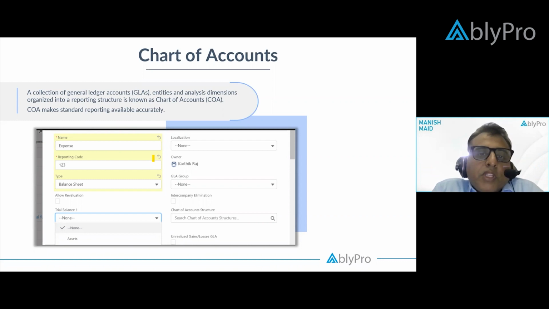And the most important factor is that in FinancialForce Accounting, we use a global chart of account and a localized chart of account. For example, there is an organization which has its base in the United States, but it has branches all across the world. So the parent organization in the United States can have a global chart of account, and across the world, the other branches may have a local chart of account.